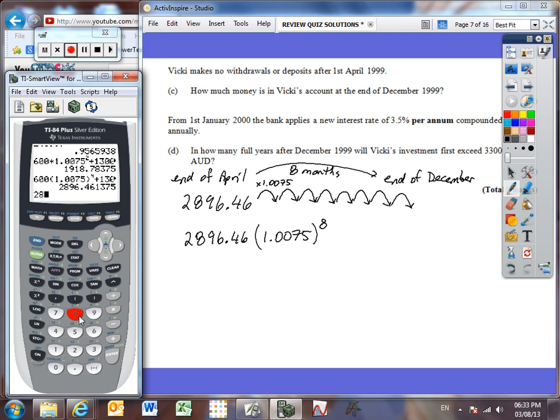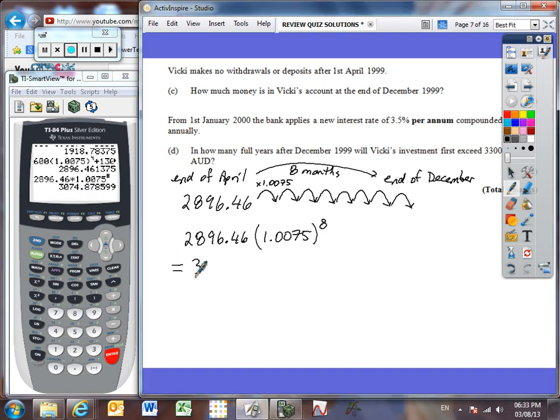So we'll take 2,896.46 and we'll multiply it by 1.0075 raised to the power of 8. And we end up with an amount of 3,074.88 Australian dollars. As always, you could round this to the nearest dollar, 3,075, or to 3 significant figures, 3,070.